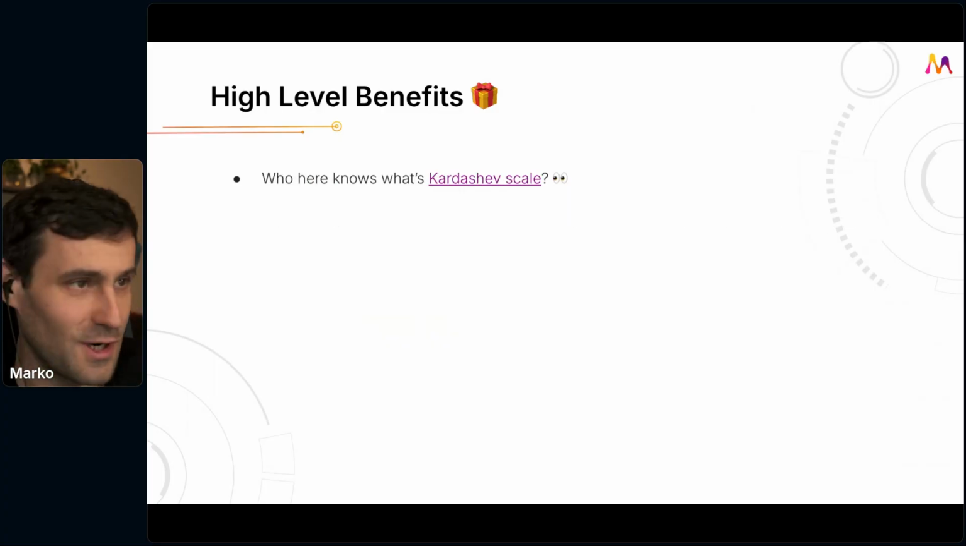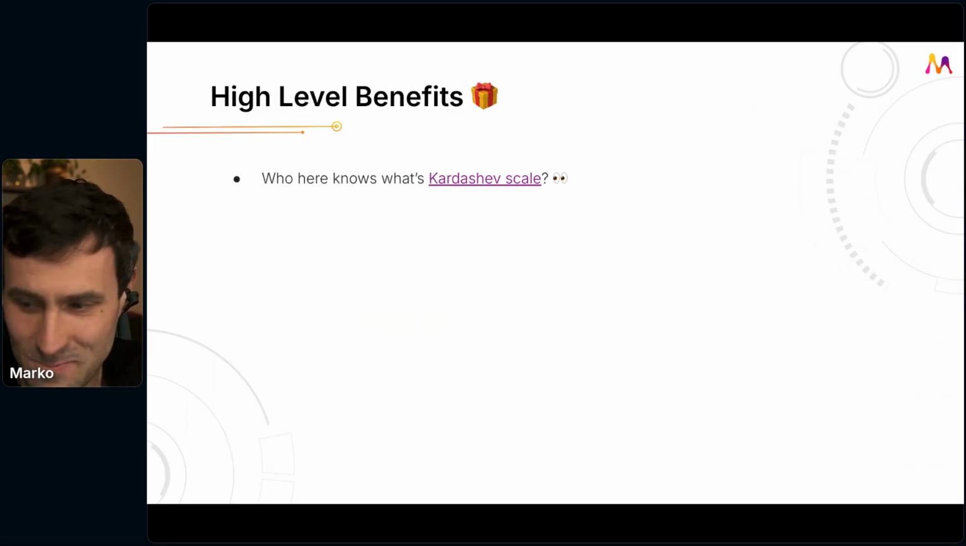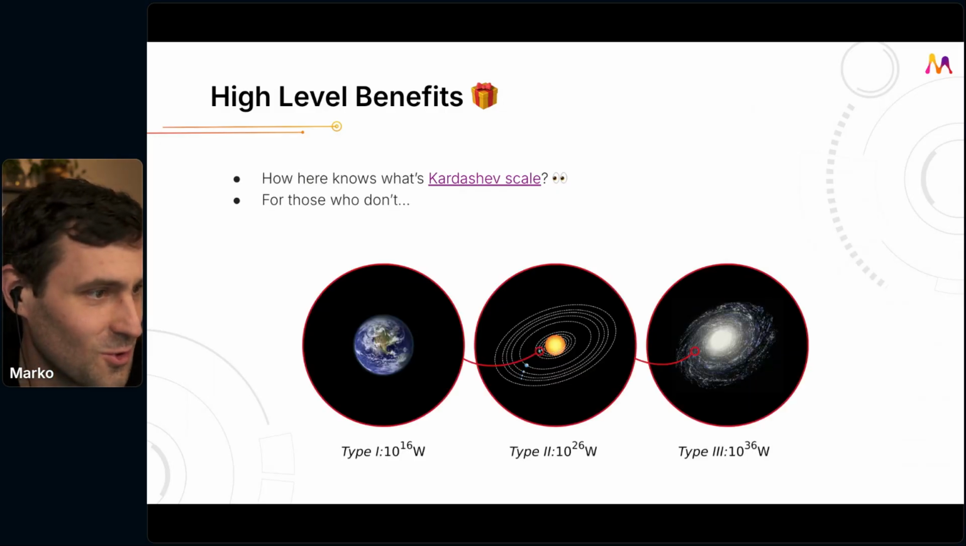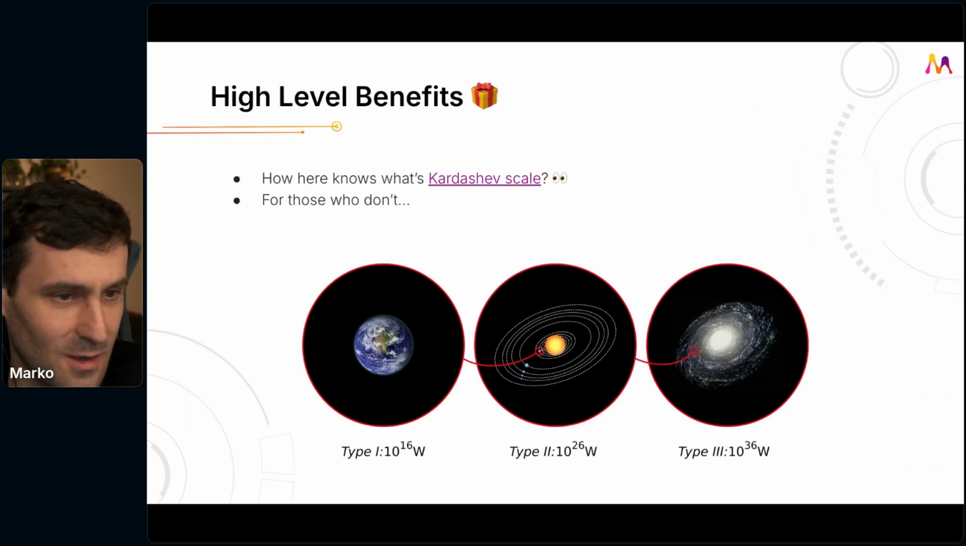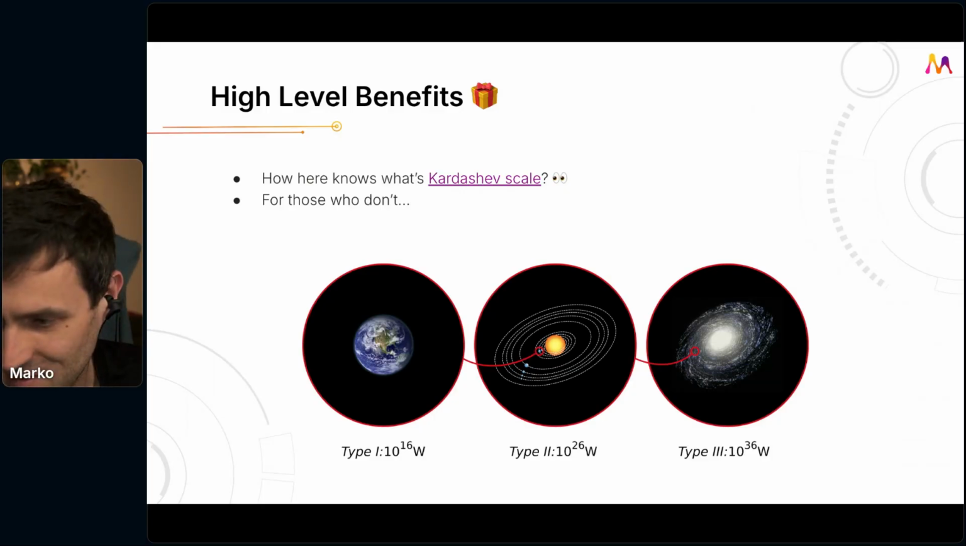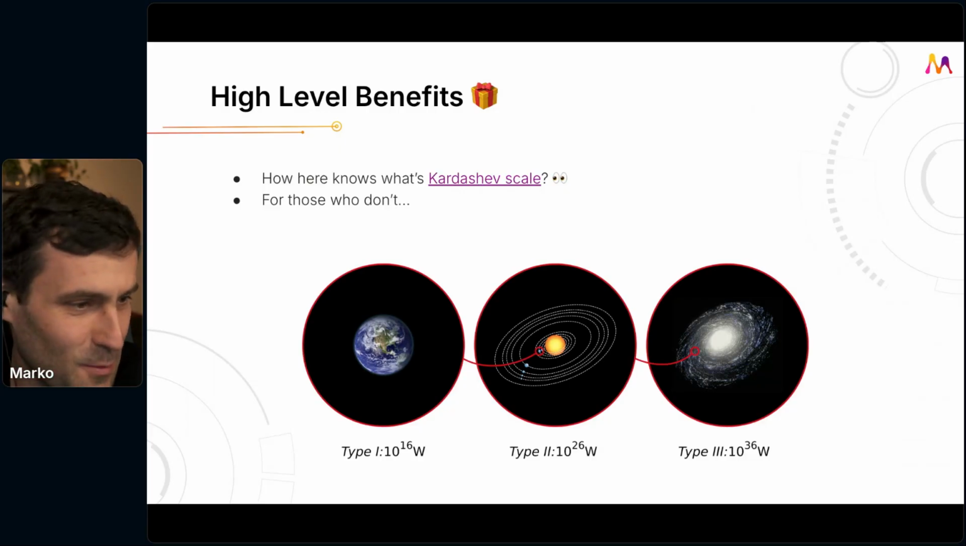And then, even on a bit higher level, who here knows what the Kardashev scale is? For those who don't, that's a physics concept which says how much energy a given civilization can harness. And basically, there are different types of civilizations. If a civilization can harness the whole energy on planet Earth, that's a type 1 civilization. And then if you can harness the energy of the whole solar system, that's type 2. And then the whole galaxy, that's type 3.